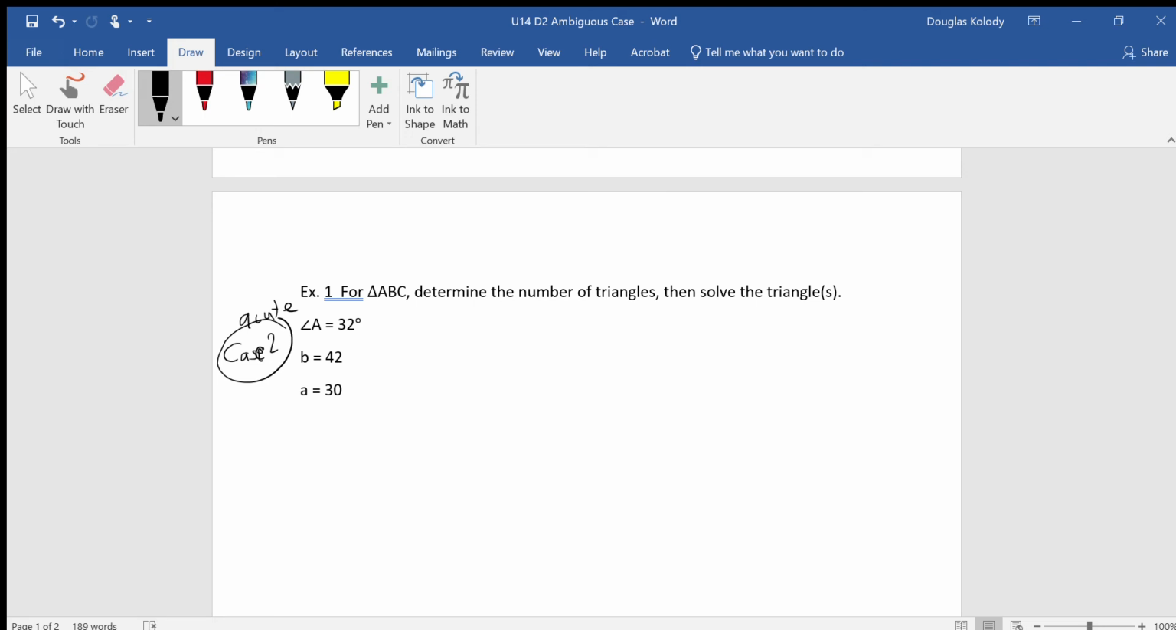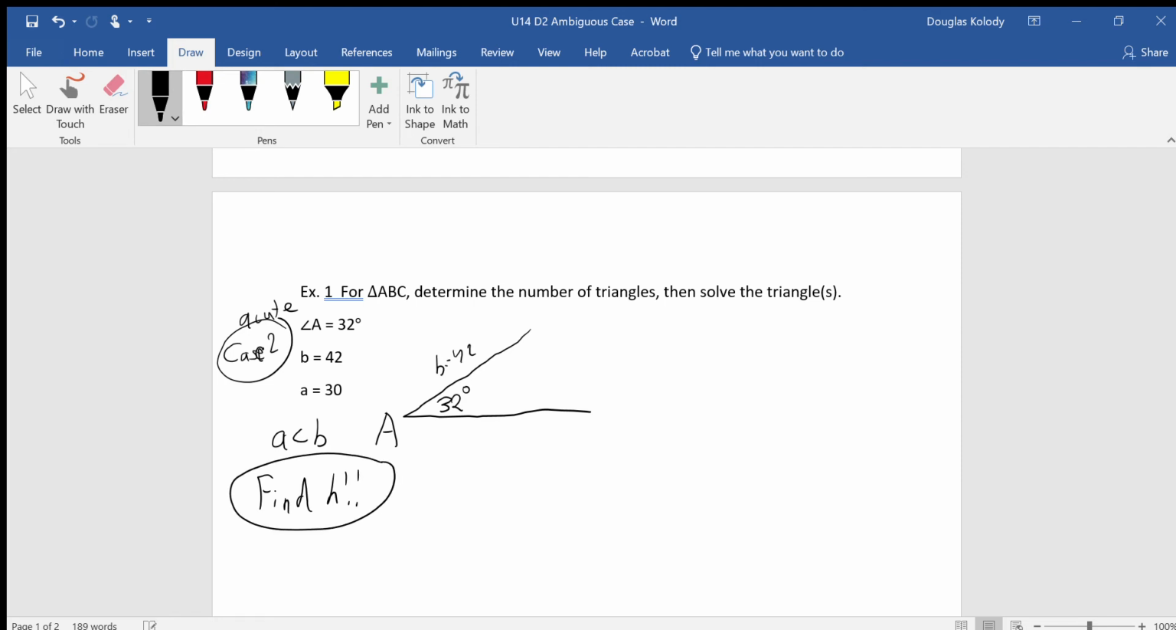And so I am going to do my best and draw myself a 32-degree angle. That's somewhat close right there. There's a 32-degree angle, and that's angle A. Side B is 42. And side A, which I'm not going to draw yet, is 30. The first thing I need to find, and I'm going to make a note here: A is less than B. We need to find H.